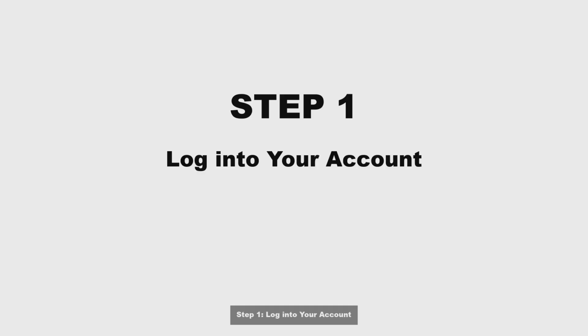Changing your payout method on RapidWorkers is a straightforward process. Follow these steps to ensure your payment preferences are updated correctly. Step 1. Log into your account. Access your RapidWorkers account by entering your username and password on the login page.